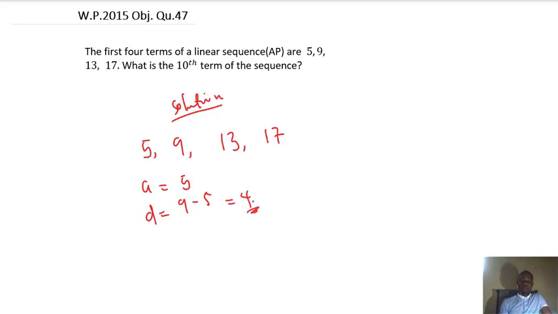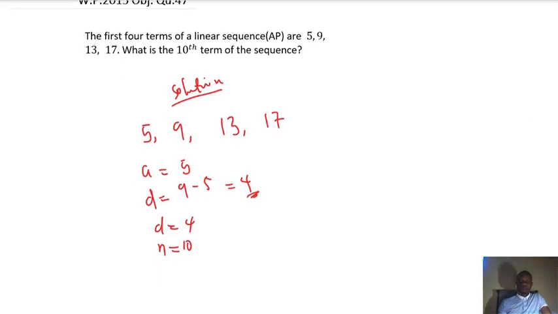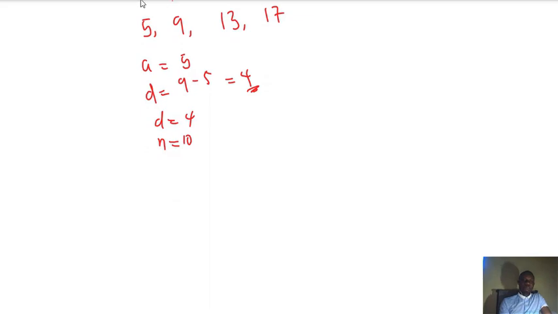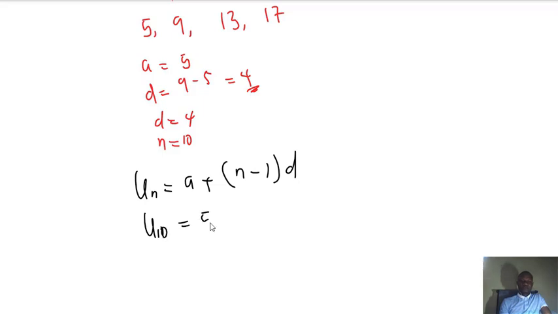So this is what you are going to use. So d is equal to 4. And the question says we should find the 10th term, meaning n is equal to 10. So here we know that un is equal to the first term plus the number of the term we are looking for minus 1, times the common difference. So we are looking for the 10th term. So u10 is equal to the first term, which is 5, plus (10 minus 1) times 4.